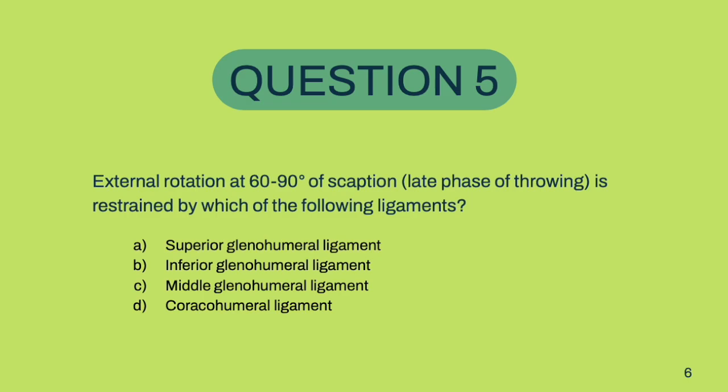Question 5. External rotation at 60 to 90 degrees of scaption, the late phase of throwing, is restrained by which of the following ligaments? A. Superior glenohumeral ligament, B. Inferior glenohumeral ligament, C. Middle glenohumeral ligament, or D. Coracohumeral ligament.